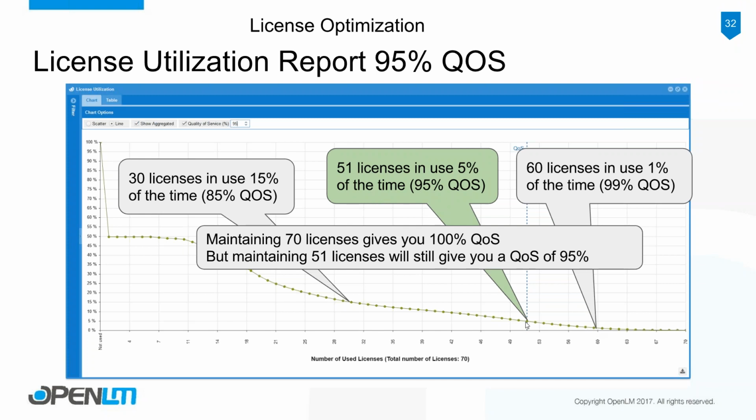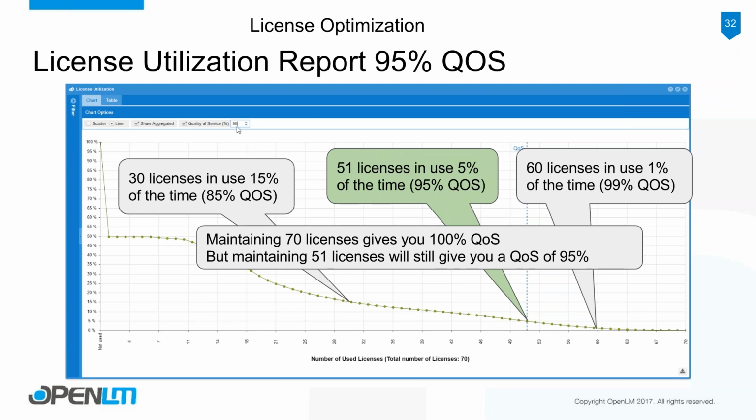And if we look here, 95% QoS is 51 licenses, which are in use only 5% of the time. So this can give you an actual number of how many licenses do I need.